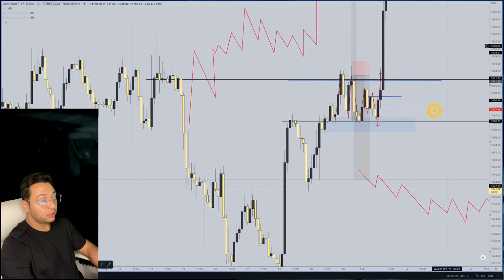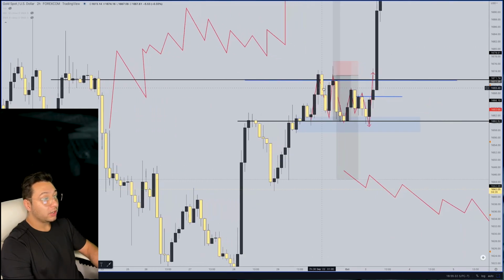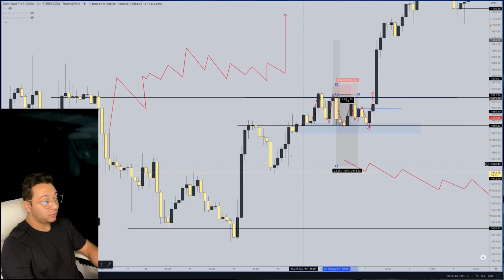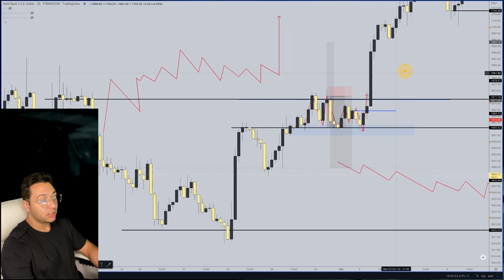So it's important to know what session you are in, when they end, when they start. And this was all during Asia and London session. So there was a breakout beforehand. Then the following day, it ranged a little bit before breaking out again in New York session.